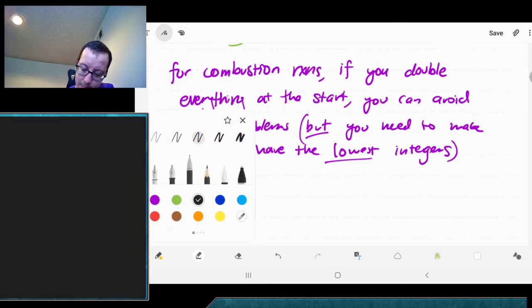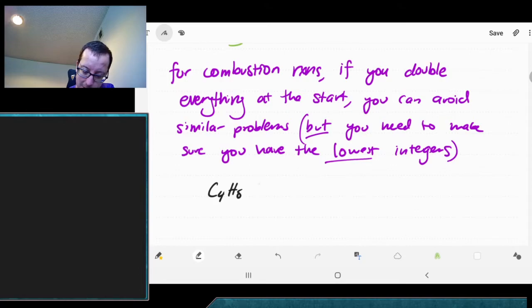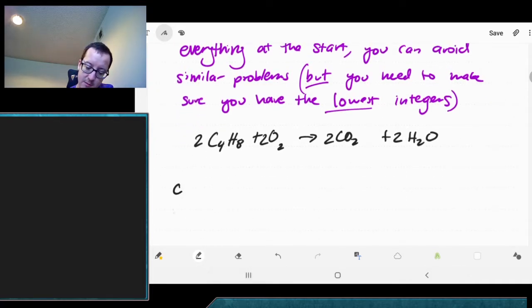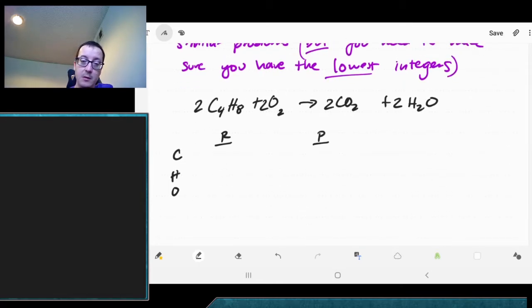So, for example, take a slightly different hydrocarbon. What we can do is just double everything right away. If we just put 2's on everything to start, before we even start counting up our atoms, that can avoid the problem of the oxygen having an even number on one side, odd number on the other side. We can get rid of that right away. But we're going to see for this one, we'll do 2 more examples.